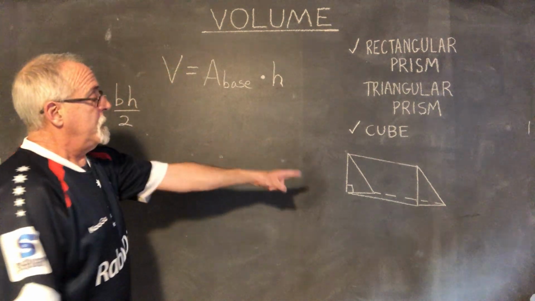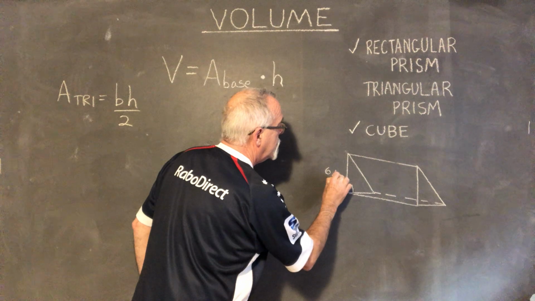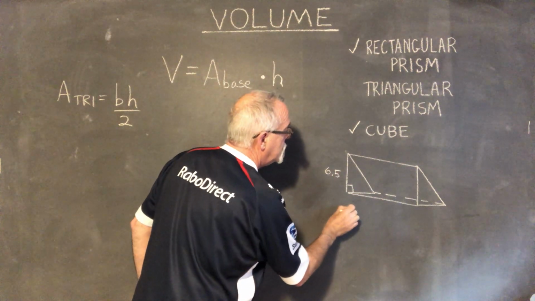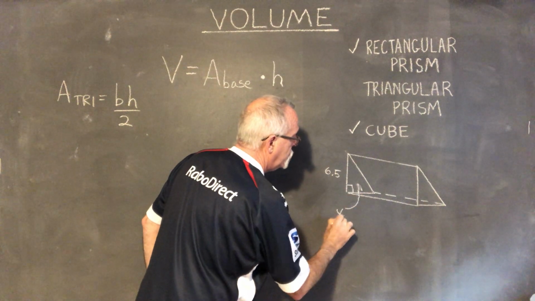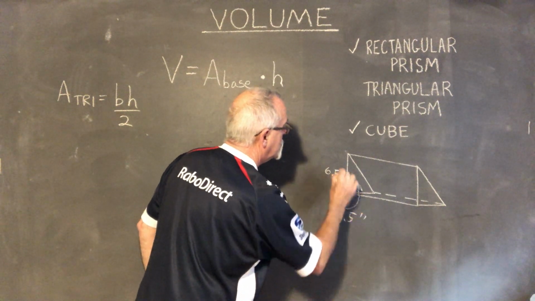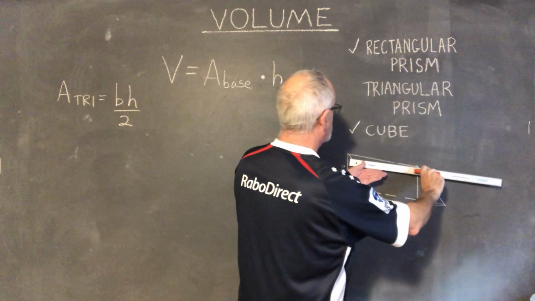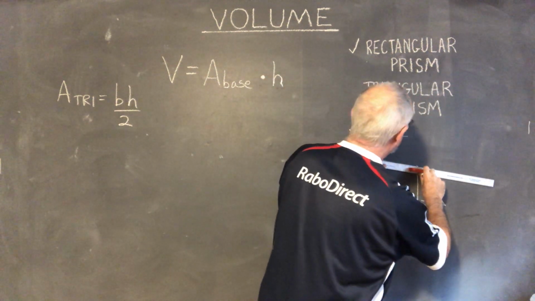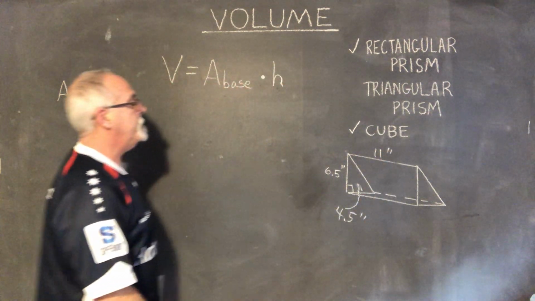So, okay, I need my measures. That was 6.5. This base here, I'm not drawing this well at all. This base here is 4.5 inches, and then the length of the tube thing that I did, the height of the prism, is 11 inches. Which means I have enough information to do this.